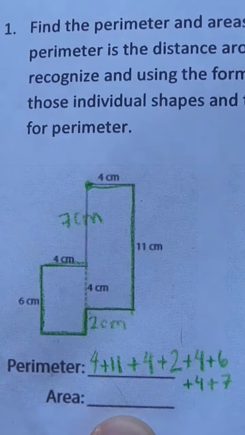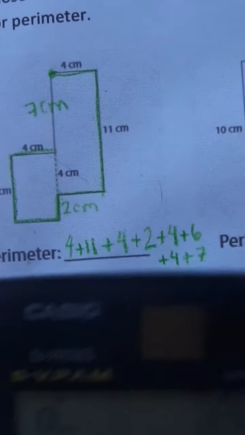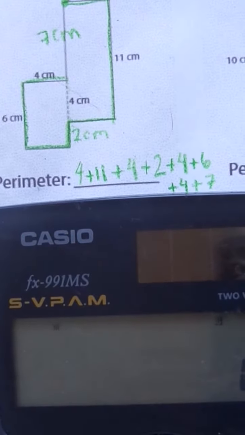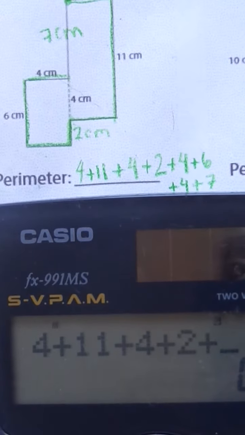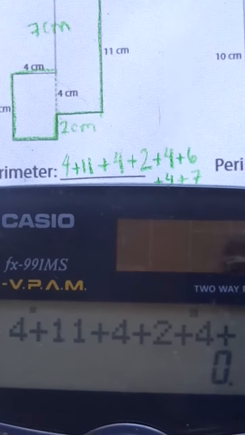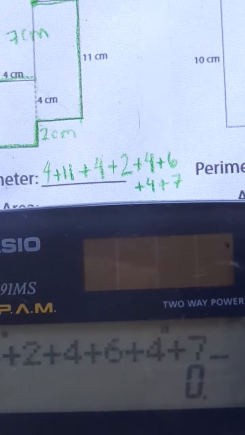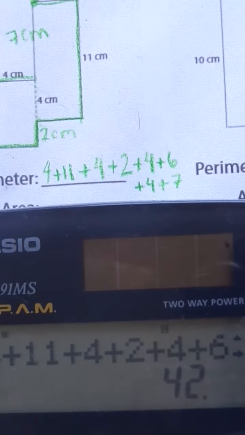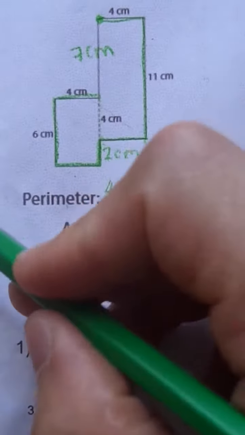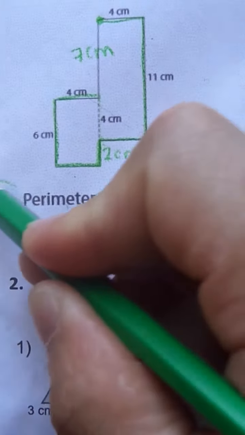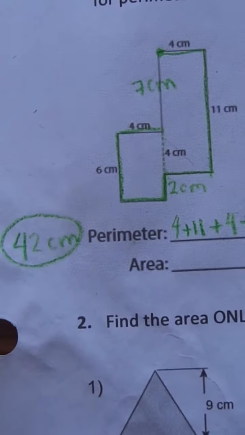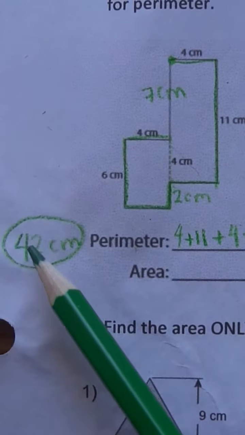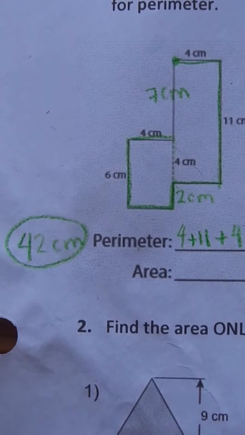Okay? Well, let's take out our calculator and type in these numbers. Now, I'm not sure if you can see the calculator. I hope you can. So that would then give me 4 plus 11 plus 4 plus 2 plus 4 plus 6 plus 4 plus 7. That will give me 42. Therefore, the perimeter is 42 centimeters. Now, I would prefer if you wrote the answer here. I should have done the scrap work on the side on the outside. That's my fault. My apologies.